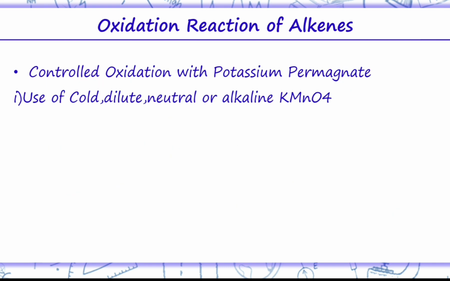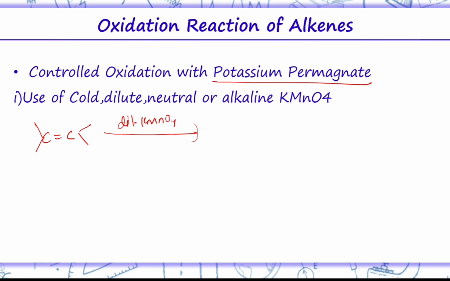Next is controlled oxidation with potassium permanganate. First was controlled oxidation with oxygen, now it is controlled oxidation with potassium permanganate. So basically, this is the alkene, and we are performing controlled oxidation with dilute or neutral or alkaline KMnO4. Like we have dilute KMnO4.